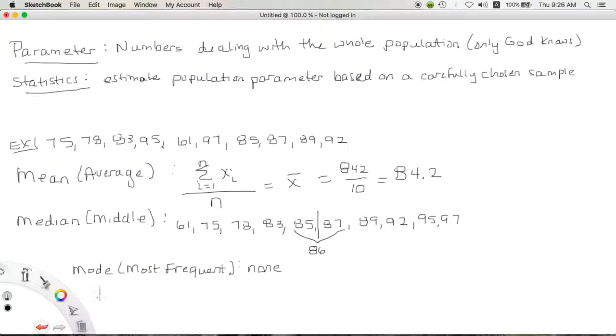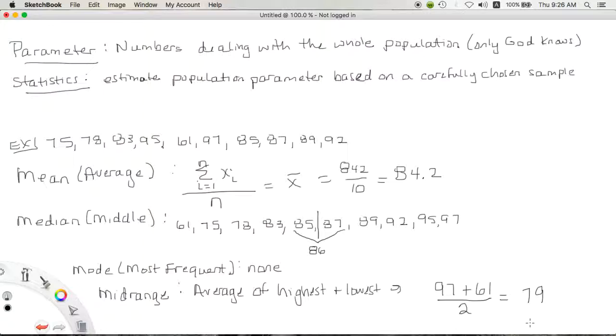The mid-range is another measure of central tendency, and it's the average of the highest and lowest values. So for us, the highest value is 97 and the lowest is 61. We take the average of those two and we get 79. And that would be our mid-range. So these are some measures of central tendency: mean, median, mode, and mid-range, that you need to know how to calculate given quantitative data.